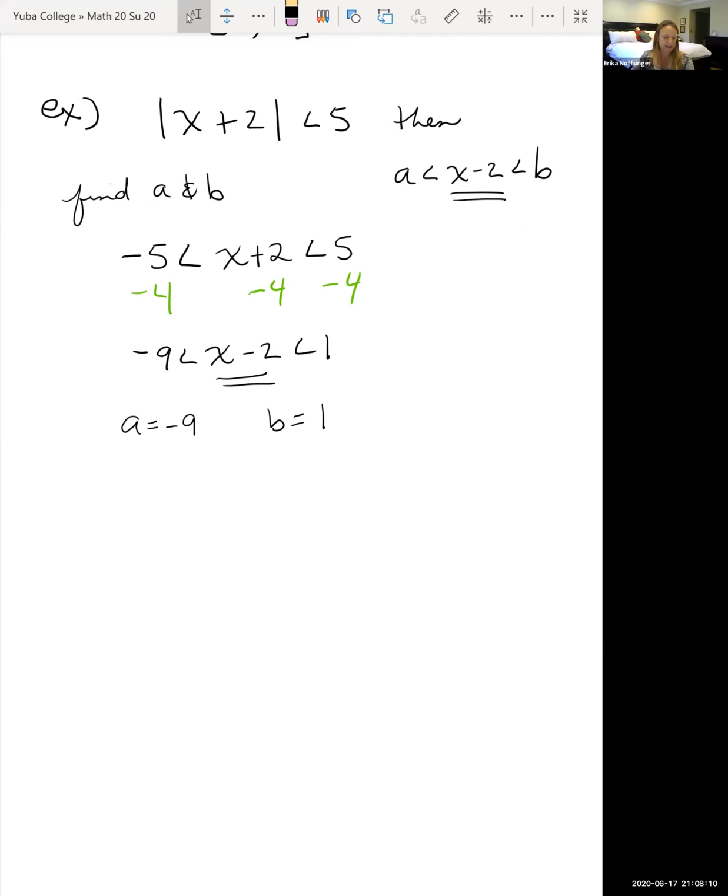Okay, so that is absolute value equations, absolute value inequalities. You just need to remember how to rewrite the equation that you could drop the inequalities and solve, or how you're going to rewrite absolute value inequalities so that you can drop the absolute value signs and solve.